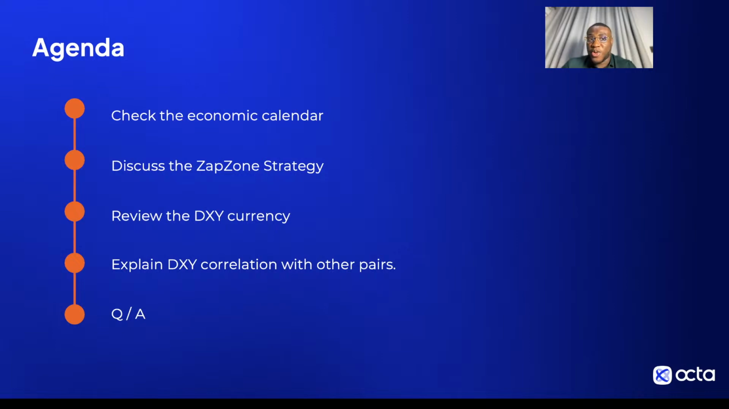Now, if you're familiar with the process, you know we like to check the economic calendar first before we go to the charts, and then we look at the dollar, which is the DXY currency. We look at that and see how we can capitalize on the strength and weakness of the dollar, and also explain how the strength and weakness of the dollar can impact other currencies that you could be trading, which is where we talk about explaining DXY correlation with other pairs.